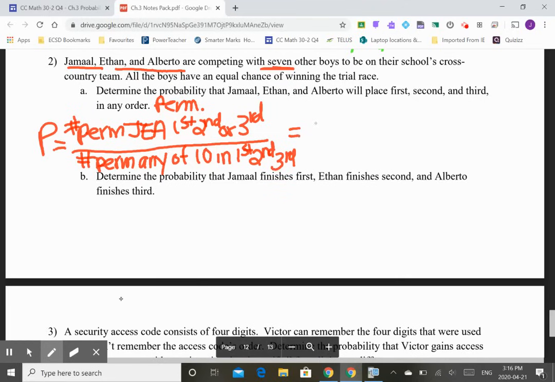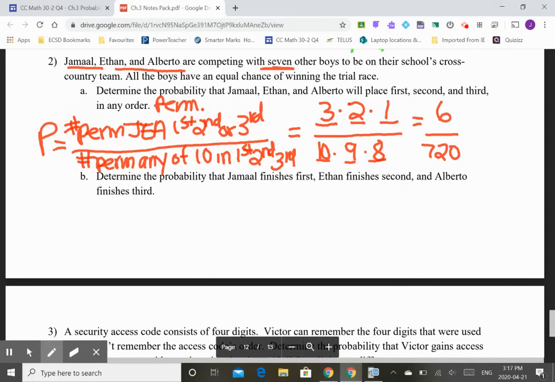For the numerator, we'll draw our 3 blanks. There's first, second, and third. We're only dealing with Jamal, Ethan, and Alberto. They can come in any order, which means we've got 3 choices for the first blank, 2 choices for the second blank, and 1 choice for the third blank. 3 times 2 times 1 is 6. In the denominator, we still have 3 blanks, but now any of those 10 boys could be in that position. 10 times 9 times 8, which gives us 720 in the denominator.